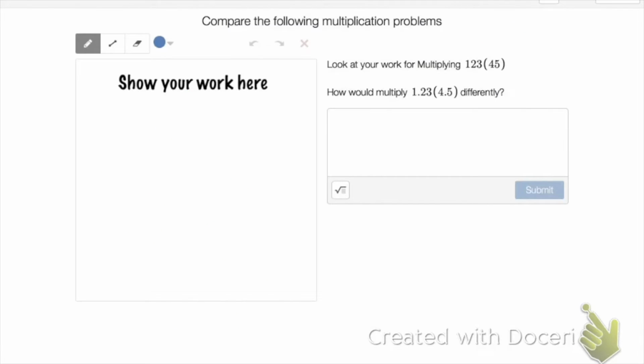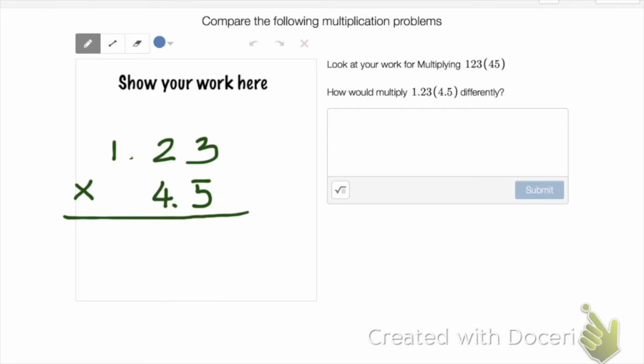So now, how can we do differently if we have 1.23 multiplied by 4.5? The other way to say it is 1 and 23 hundredths multiplied by 4 and 5 tenths. How can we deal with that? So obviously we need to set up the problem almost the same like last time. Okay, the only difference is we have decimals. So let's ignore those decimals for the second. Let's do almost the same thing.